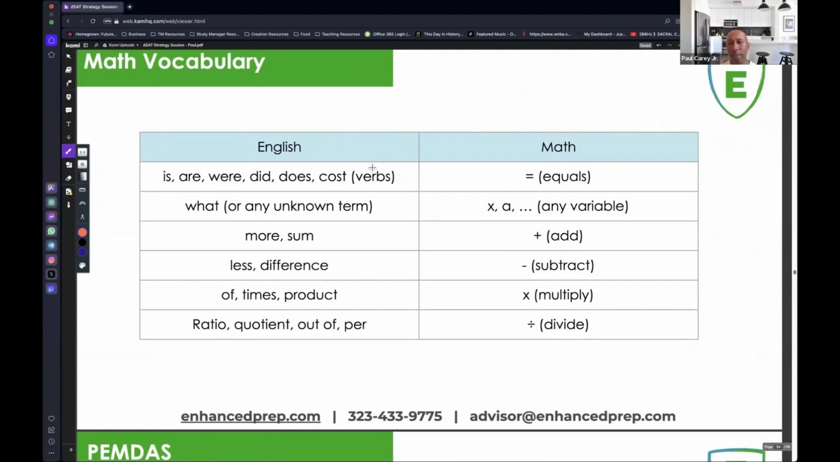Again, here's a couple more things with math vocabulary. If you see something costs a certain amount, that means it is. If they talk about the sum of something, that's going to be your addition. If they talk about your difference or less than, that's going to be your subtraction. Times or product is going to be your multiplication. And if you see something like per, that's going to be division. So we can replace these words with these specific types of mathematical functions when we see them in the passage, okay?